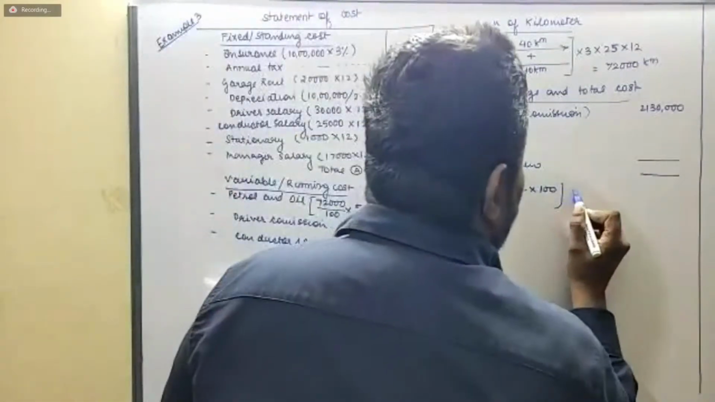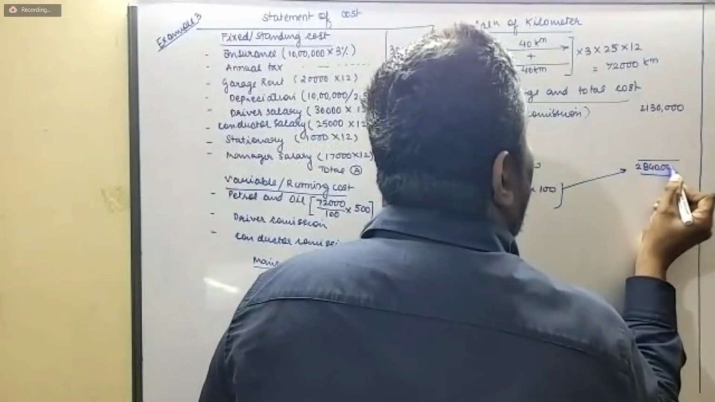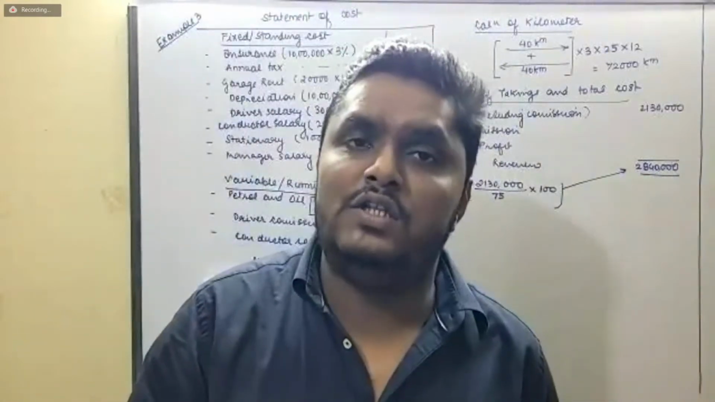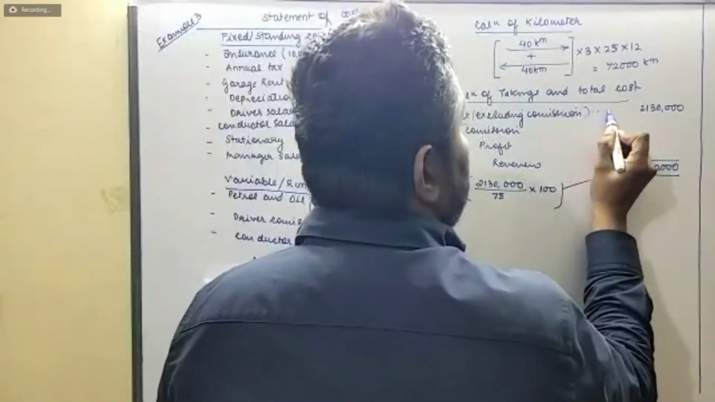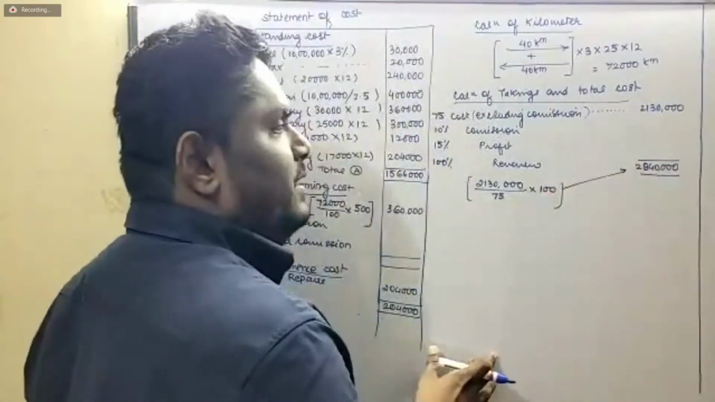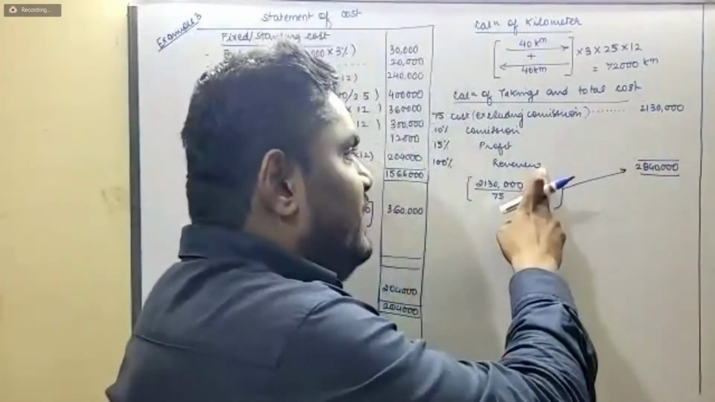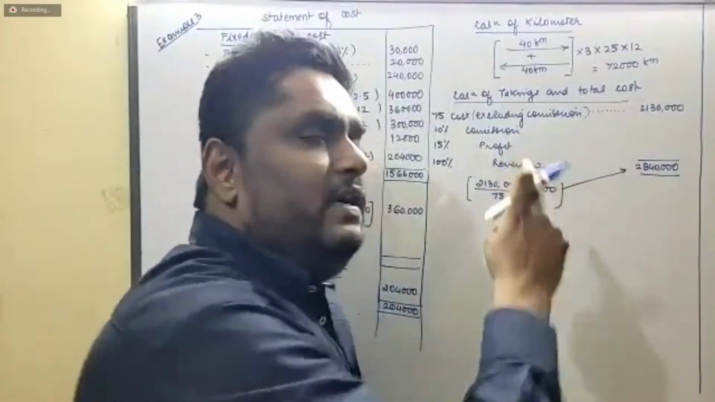The total revenue will be... I repeat again, we have got the cost but excluding commission. And the cost as calculated is how much? 21,30,000. In this we have to add commission, that is 10% of the revenue. In this we have to calculate profit, that is 15% of the revenue.